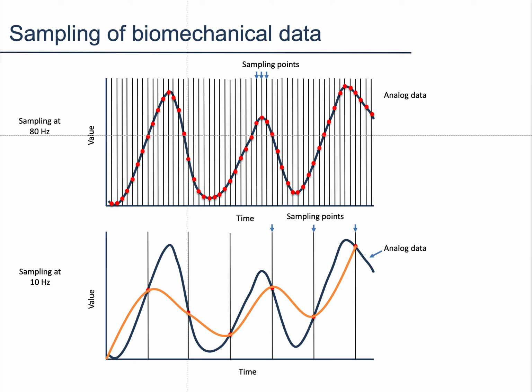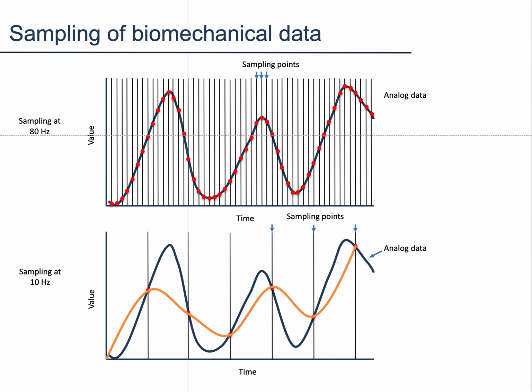The figure above is showing the analog data sampled at 80 Hz. The blue line represents the analog data, and the red dots represent the data sampled at a rate of 80 times a second. When you connect the red dots, the line would closely resemble the true data.